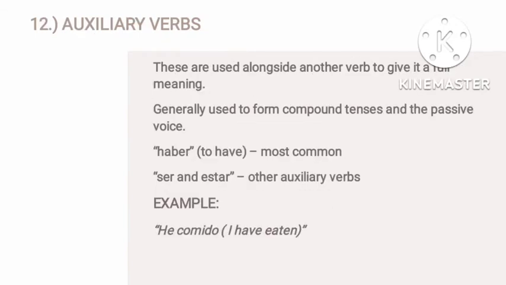And the last type of verb is the auxiliary verbs. These are used alongside another verb to give it a full meaning, generally used to form compound tenses and the passive voice.